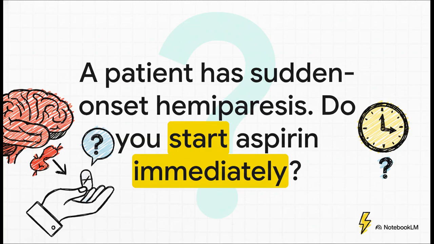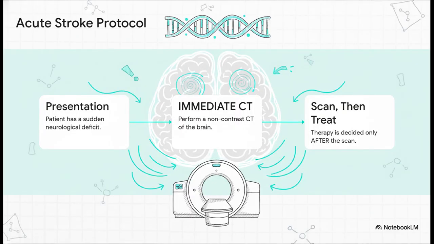A patient comes in with a sudden onset weakness on one side, classic stroke. Your first thought is probably, get him some aspirin, right? Bust that clot. But is that the right move? Is that what you do immediately? The answer is a hard no. Absolutely not. And this is completely non-negotiable.